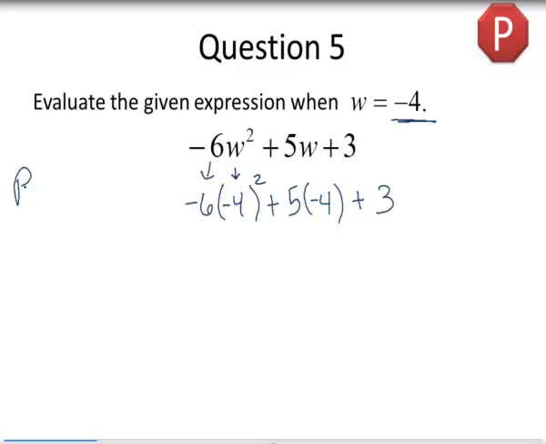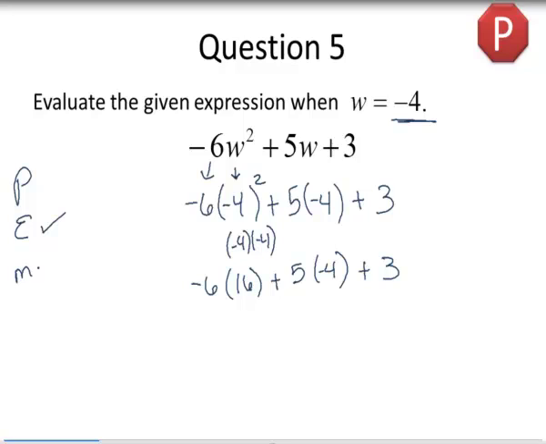Are there any grouping symbols? There are 2 sets of parentheses, but there's no operations in those parentheses. Are there any exponents? Yes, we have this exponent here. What's the base for this exponent? -4. That means -4 times -4, which is +16. Negative times negative. You still have this -6 out here, and now I'm carrying everything else down that I haven't used up yet. Everybody still with me? Okay, so exponents are done.